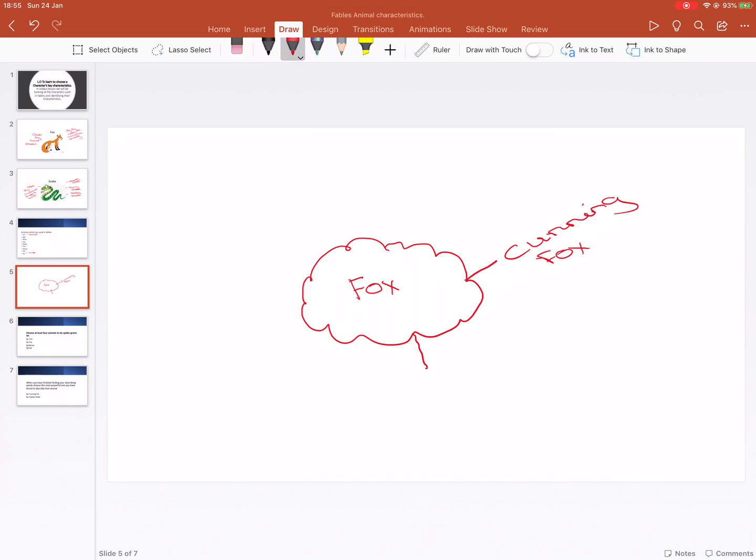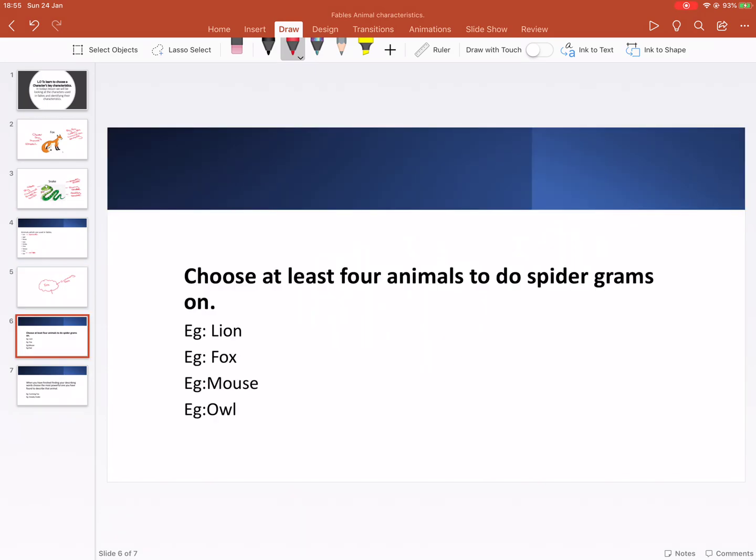So that's what when you do your spidergram, I need at least 4 spidergrams because I want a fox, so 2 baddies, 2 goodies, and give me their traits round about them. So here we are. Choose at least 4 animals to do spidergrams on. So for example, a lion, a fox, a mouse, and an owl. So just do your 4 spidergrams, okay?